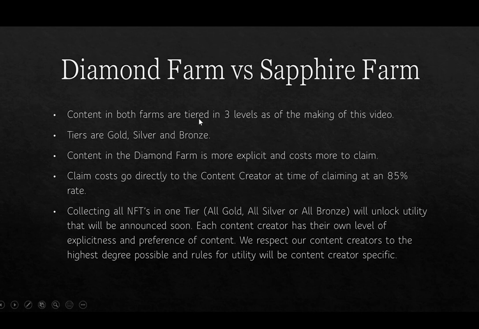Content in both farms is tiered with 3 levels right now as I'm making this video, because we could expand above or below these tiers, but they're gold, silver, and bronze. Okay, the content in the diamond farm is more explicit, costs more to claim. I'll get to the claim cost in a minute. Collecting all the NFTs in one tier unlocks the utility that will be announced soon.